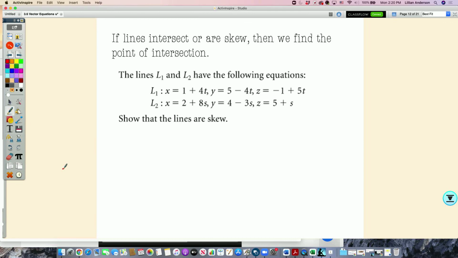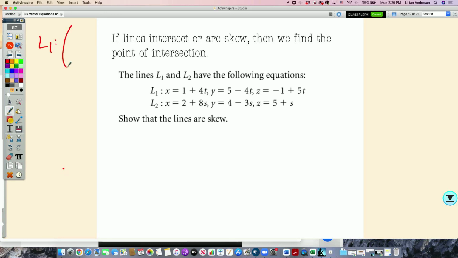Here we go. We're going to show that the lines are skew. How do you do that? You basically show that they're not parallel, and you show that they do not intersect. That's how you show that they're skew. Okay? And also by showing that they're not parallel is also showing at the same time that they don't coincide as well, because otherwise it would be the same direction vector. Okay? So let's go ahead and pull out the direction vector for each of these.